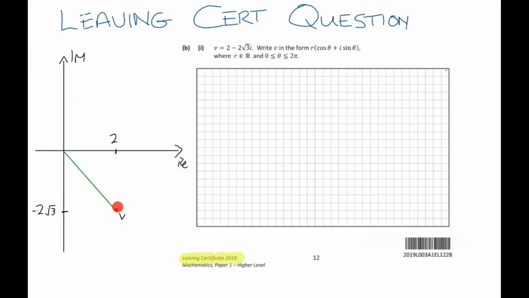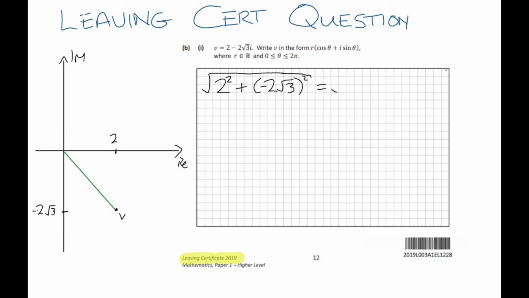Now, making a right angle triangle, this will be the hypotenuse, where one of the lengths will be 2 root 3 and one of the lengths will be 2. So essentially for this, it's as simple as just the square root of 2 squared plus minus 2 root 3, so minus 2 root 3 to be squared. So let's do that there.